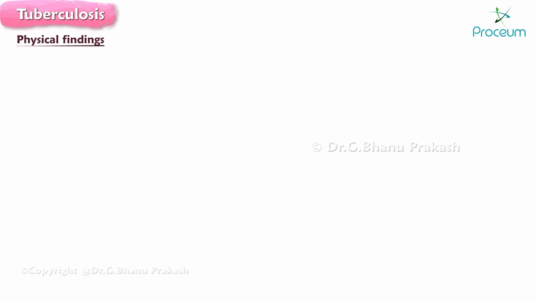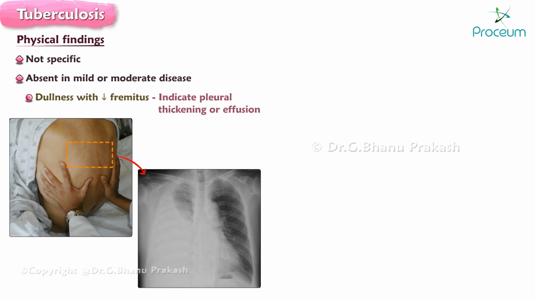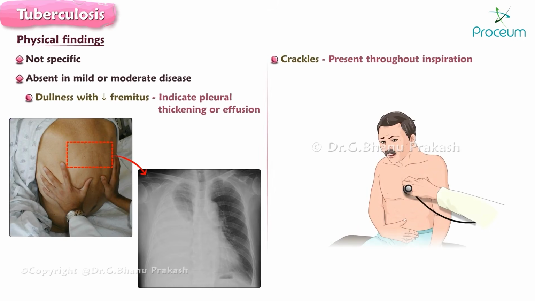Physical findings. Physical findings of pulmonary tuberculosis are not specific and usually are absent in mild or moderate disease. Dullness with decreased fremitus may indicate pleural thickening or effusion. Crackles may be present throughout inspiration or may be heard only after a short cough. Post-tussive crackles.